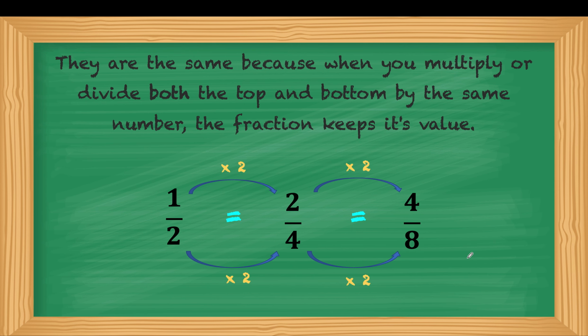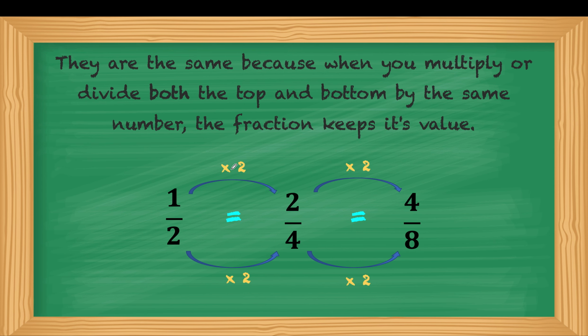Now, they're the same because when you multiply or divide both the top and bottom by the same number, the fraction keeps its value. So here I have a half, I have 2 over 4, and I also have 4 over 8. But I could say to myself, what did I do to 1 to end up with 2 here for the next numerator? Right, I multiply by 2.